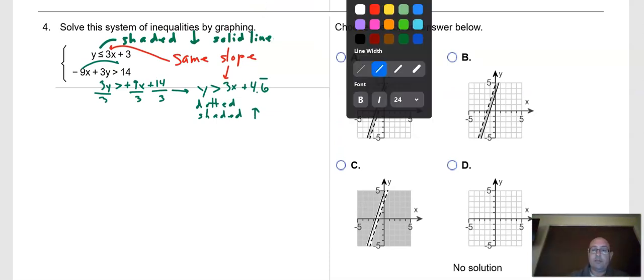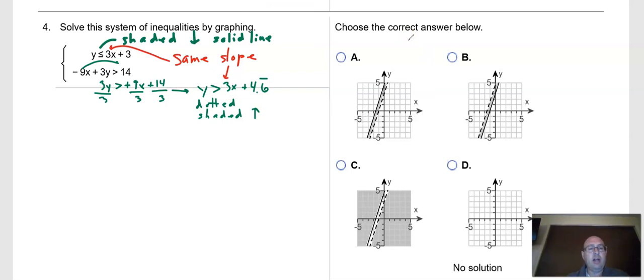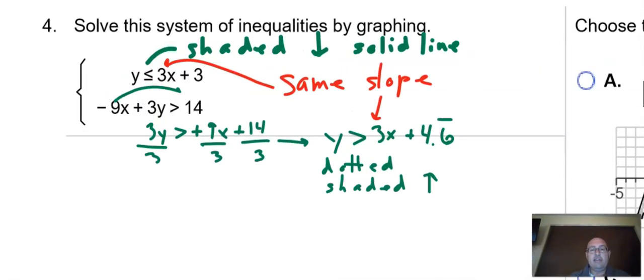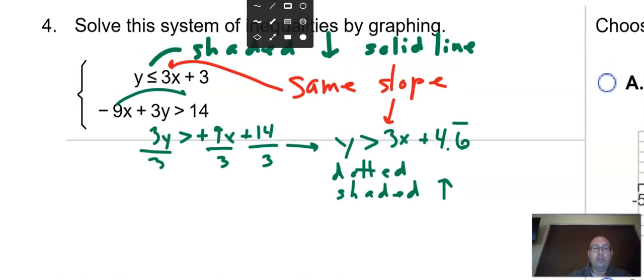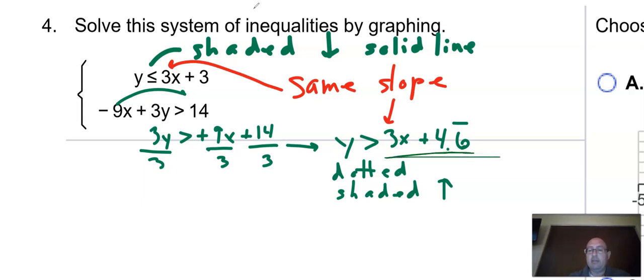So I notice you could see my work there that I decided to solve the bottom equation for y. When I did that, I added the 9x to the right side, and then I divided by 3. So it ended up being 3x plus 4.6 repeating. Okay, we can see that it's going to be a dotted one, and it's going to be shaded above. The top one is going to be shaded below, and it's got a solid line.